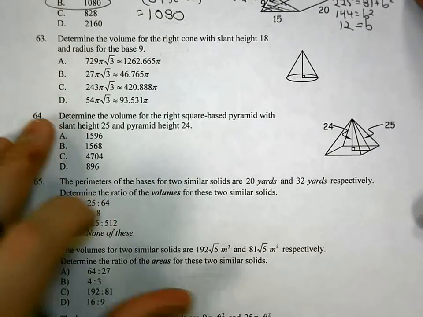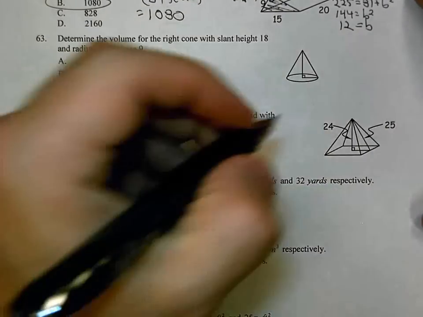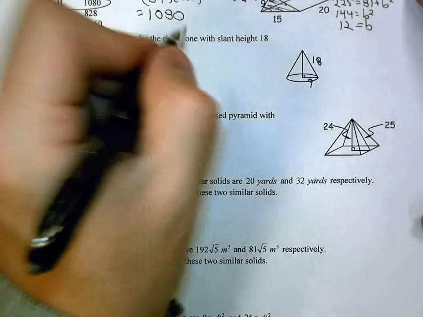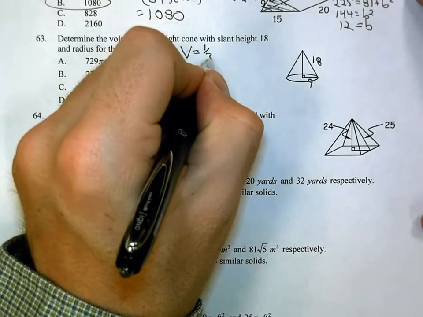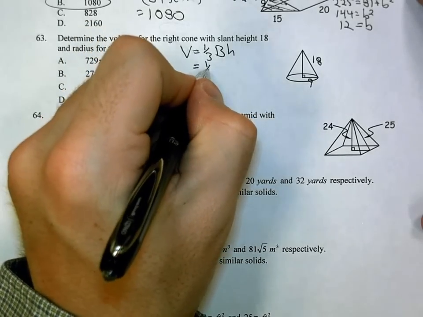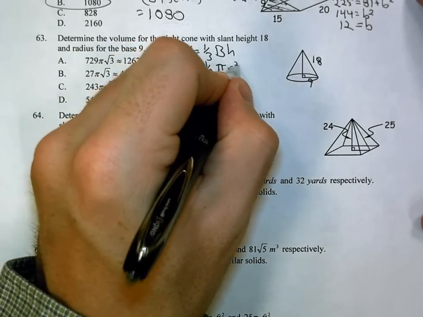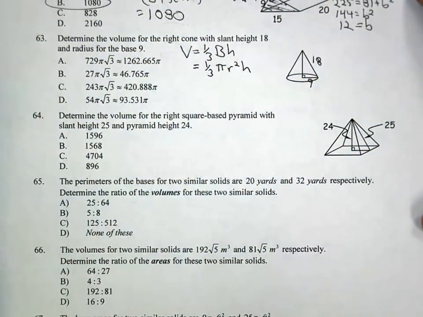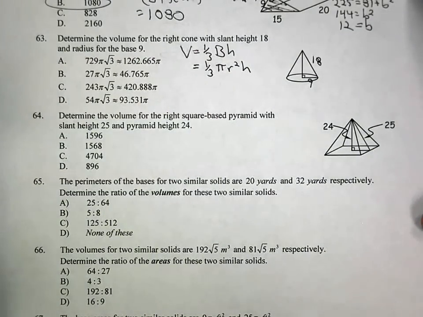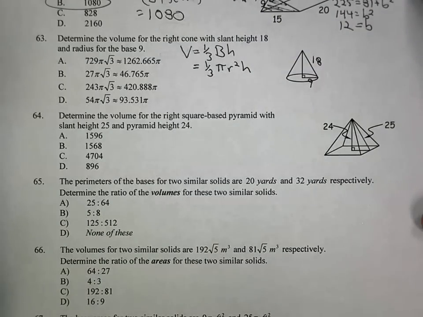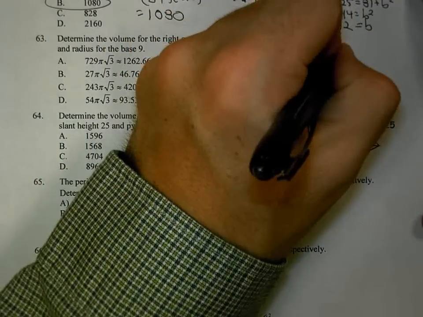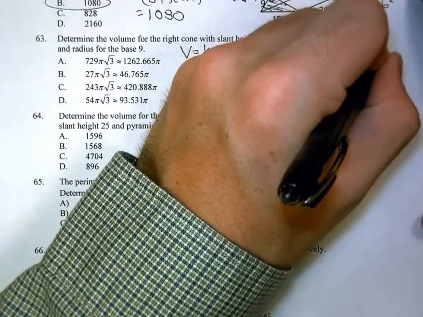63, determine the volume for a right cone with slant height 18, radius for the base 9. So volume of a cone, let's start with volume of a pyramid, is 1/3 base area times height. Now, the base area is pi r squared, and that's times height. So, I need the radius, I need the height. 9 is my radius, 18, though, is my slant height. So, I need to find the height. Now, we could use Pythagorean theorem. 18 squared equals 9 squared plus h squared, and it would work just fine.